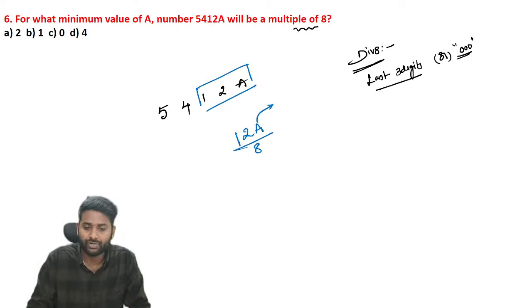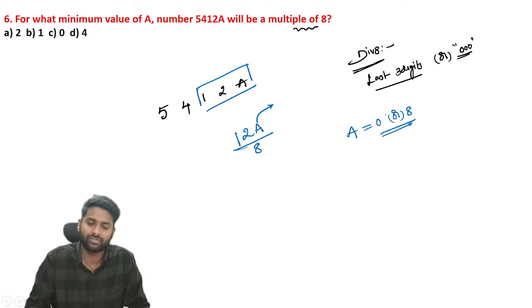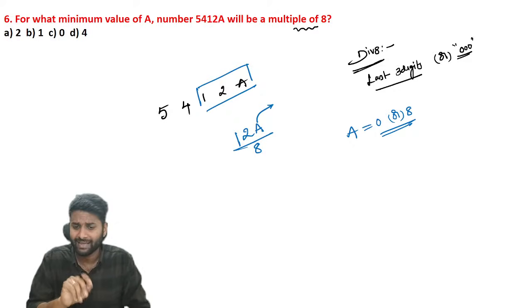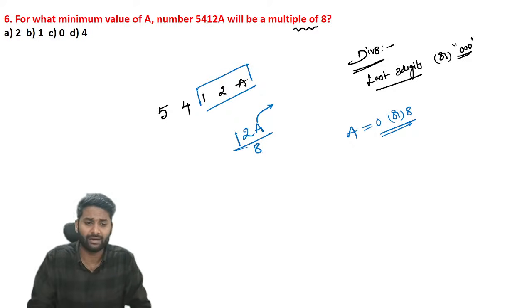Now which number should you replace with A? A should be replaced with either 0 or 8. There are only two possibilities. Why? Because 8 into 15 is 120, 8 into 16 is 128. But you can't see 8 as an option. That's why the suitable answer for A is 0.